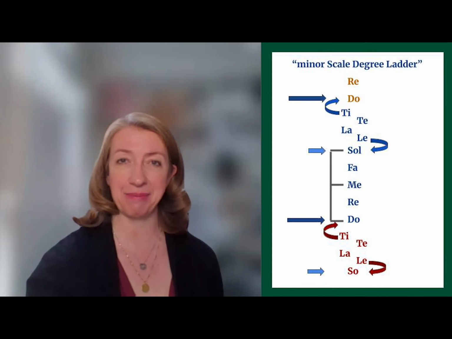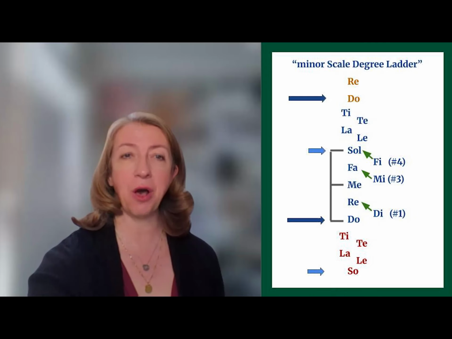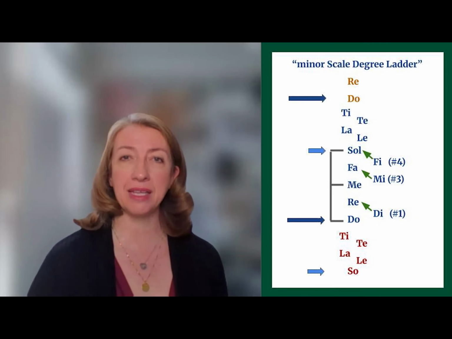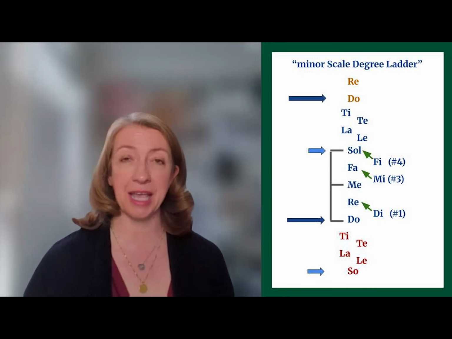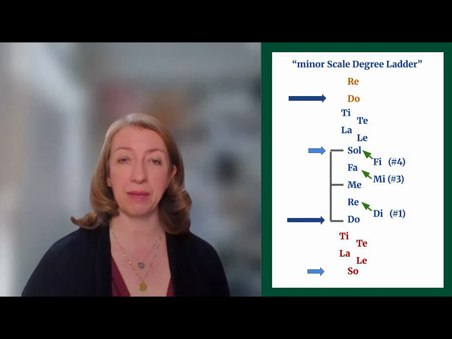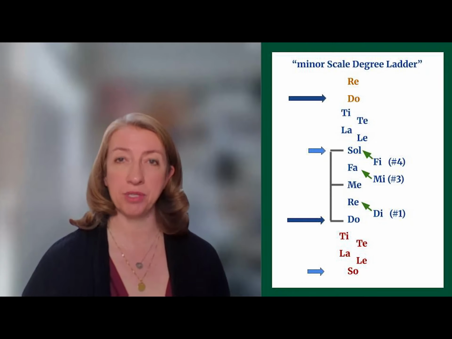Now, the chromatically altered pitches that we are most likely to encounter in the minor mode beyond raised scale degree 6 and 7 are the following. We have raised scale degree 1, which has the syllable di and resolves up to re. We have raised scale degree 3, which is the syllable mi and resolves up to fa. And we have raised scale degree 4, which is the syllable fi and resolves up to so.